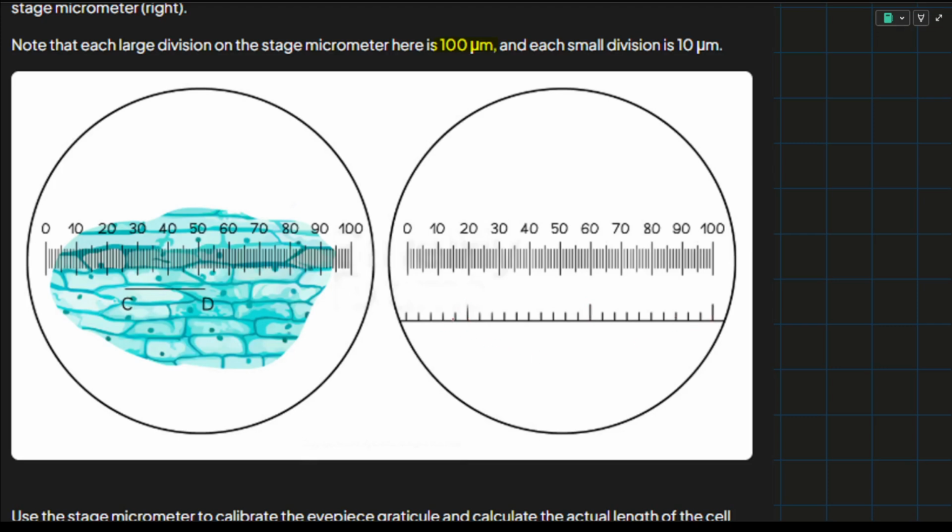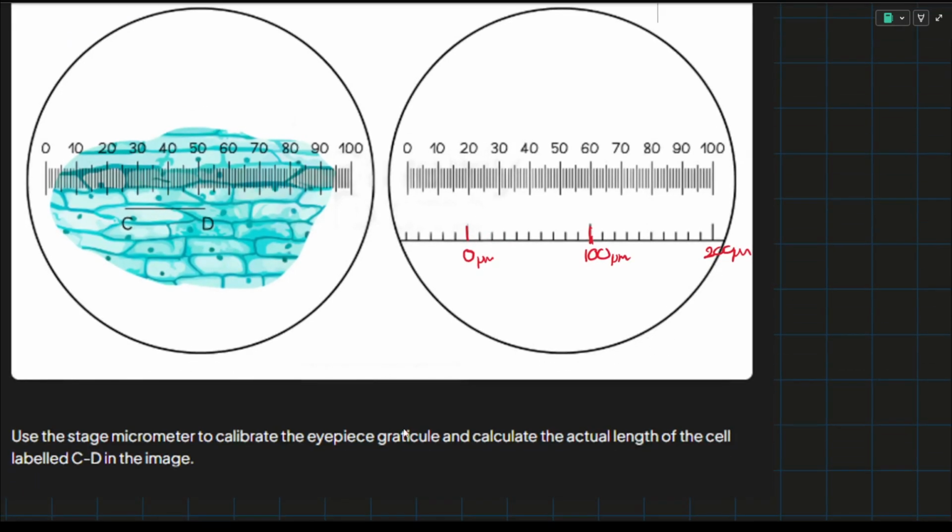So each large division is 100 micrometers, meaning if this was 0, this would be 100 micrometers. That's the idea. This would be 200 micrometers. If that is 100, that's 200, and it's going in increments of 100. Each small division is 10, so that means this is 10, 20, 30, like so. No issues. Now let's see what they're asking for.